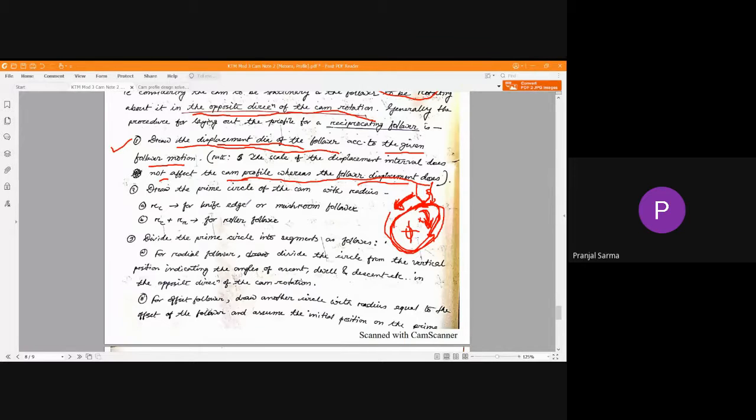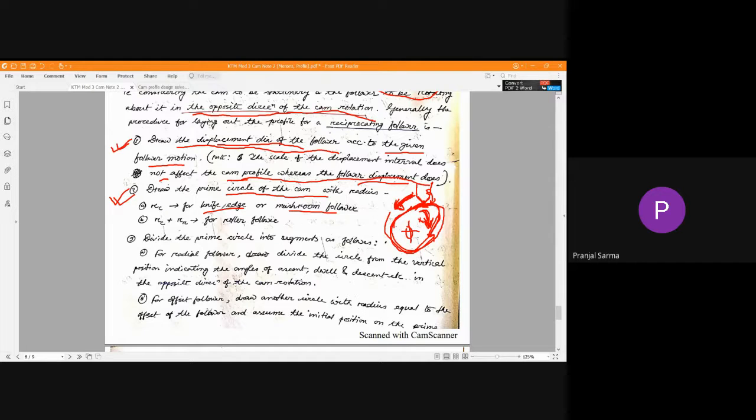Okay, so first thing, you have to draw the displacement diagram, and the next step is to construct the cam profile. For that we have to draw the prime circle of the cam. If it is a roller type of follower, then the radius of the prime circle will be different, and if it is a knife edge or a mushroom type of follower, then it will be different.